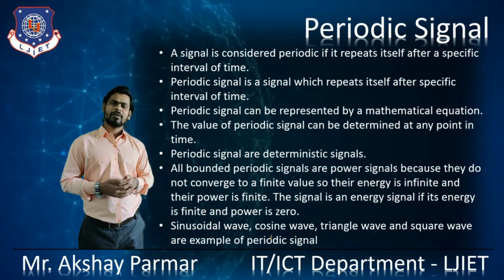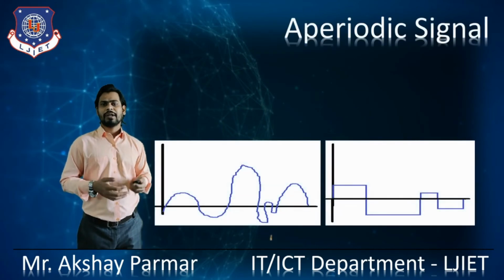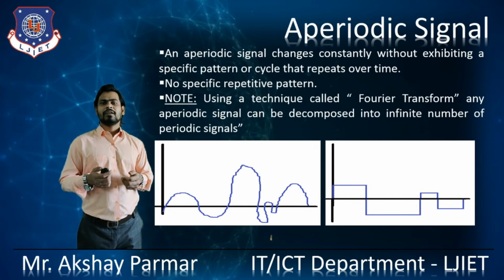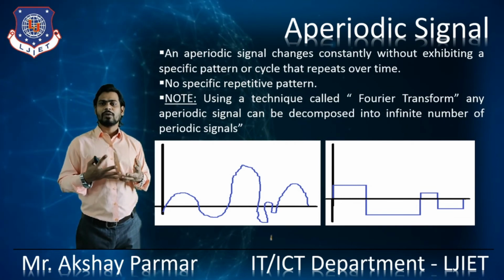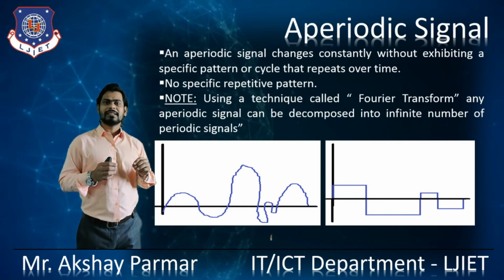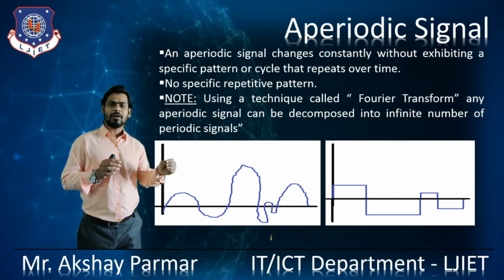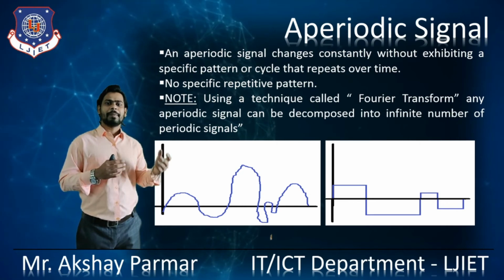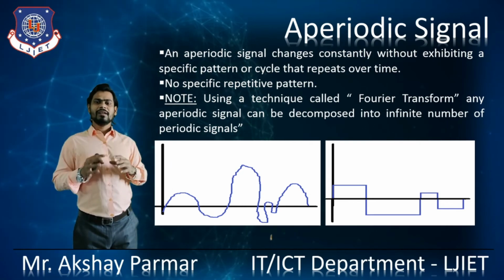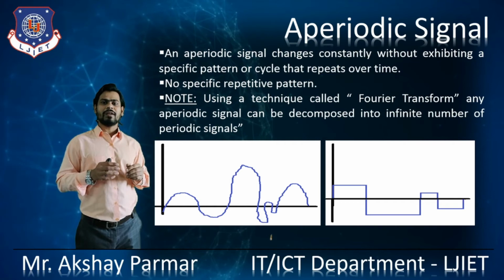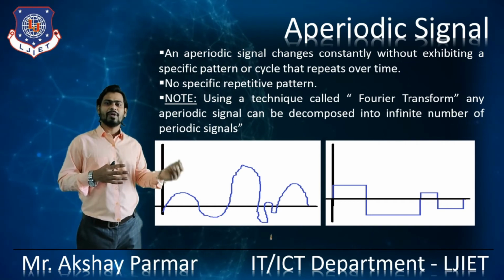Let's move forward to aperiodic signals. As you already know what a periodic signal is, what is an aperiodic signal according to you? An aperiodic signal changes constantly without exhibiting a specific pattern or cycle that can be repeated over time, right? In an aperiodic signal, there is no pattern which repeats over its time duration.